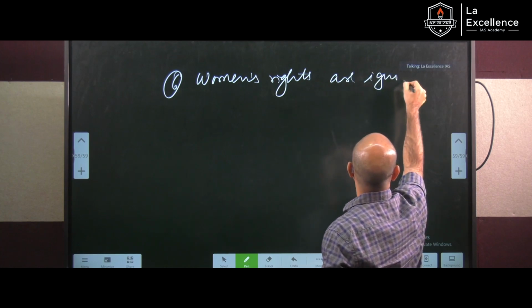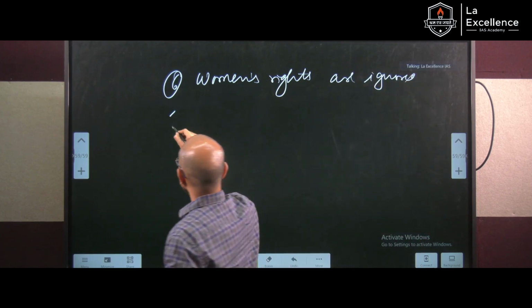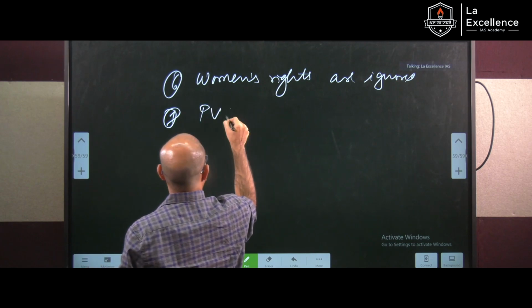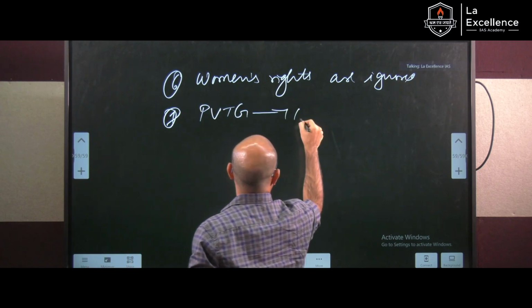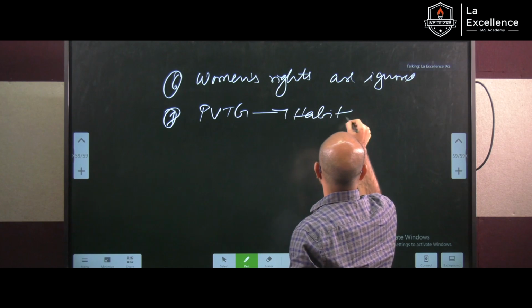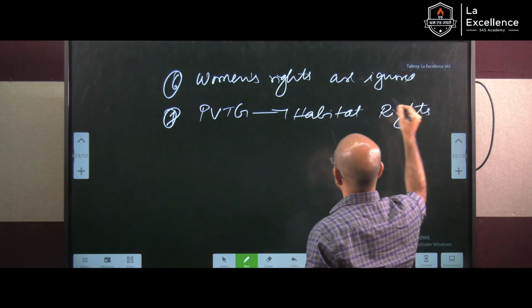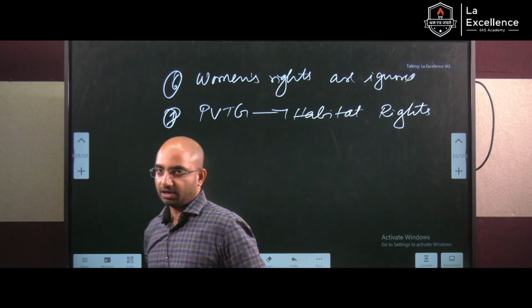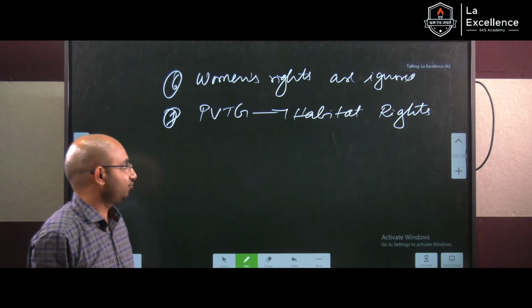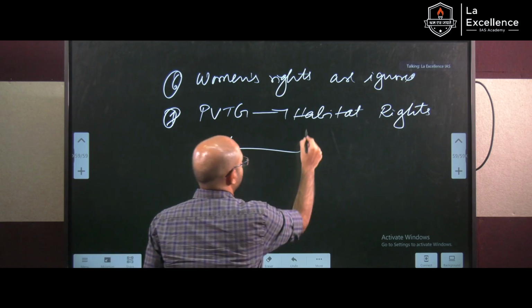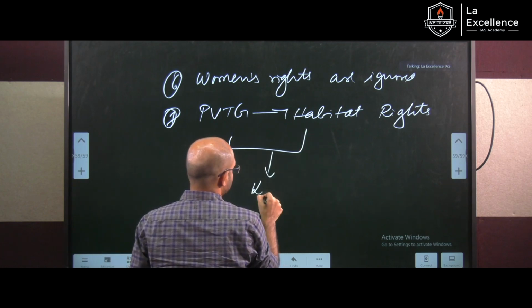They are not given seriously. 7. In this act, PVTGs are given special rights called habitat rights, and there is no clarity over what these habitat rights are, and many PVTGs are suffering from lack of forest rights despite the recognition. And here there is a case study of the Kutia Kond.